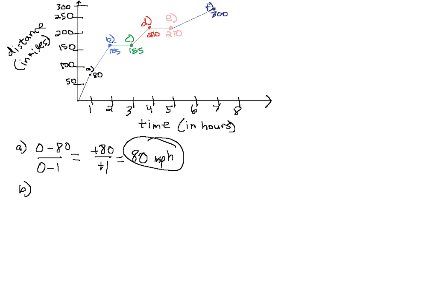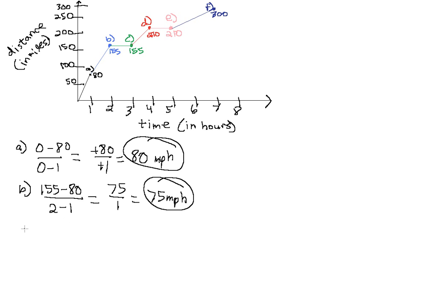Okay, so let's move on. Next, we're going to find this blue section here. So at B, we're at 155. We're going to use this point as point 2, and this point as point 1. It doesn't matter which one. I just like to keep things positive. It makes things a lot simpler. So 155 minus 80, which is where we started in this little blue strip, and then 2 minus 1. That'll give us 75 over 1, which means for the blue section, he traveled 75 miles per hour.